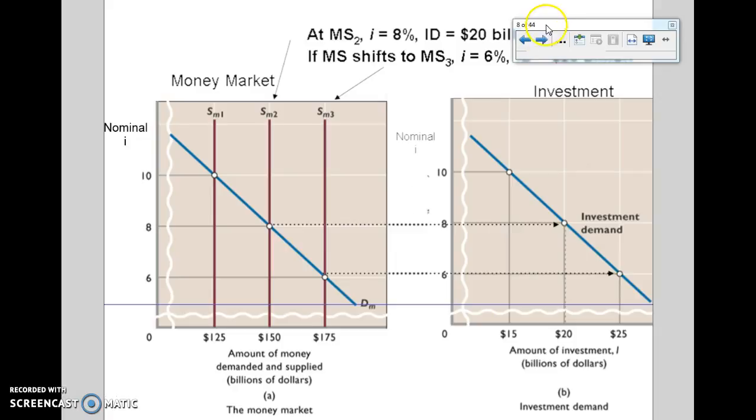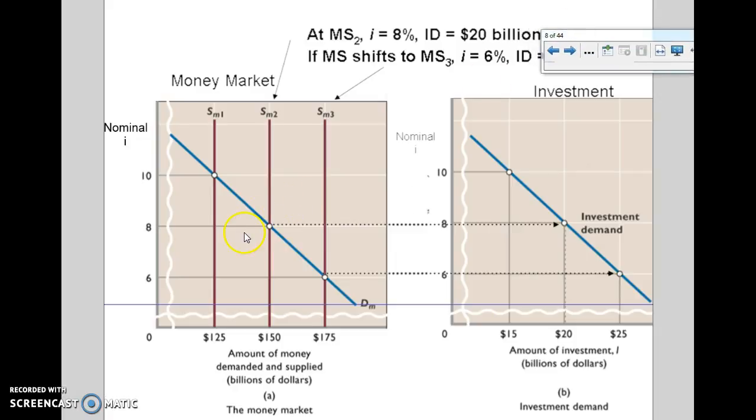And so to show once again how this has an impact, notice that the one on the right is a curve you've seen before. This is the investment demand curve. So notice that there's a direct relation. If we are at 8% interest rates in the money market and there's $150 billion, the investment demand will be $20 billion. If our rate goes down to 6%, there is a supply of $175 billion in the money market, and the demand for investment is $25 billion.